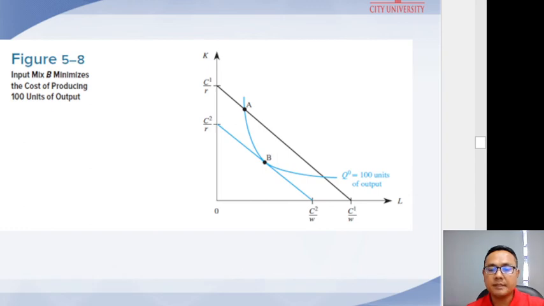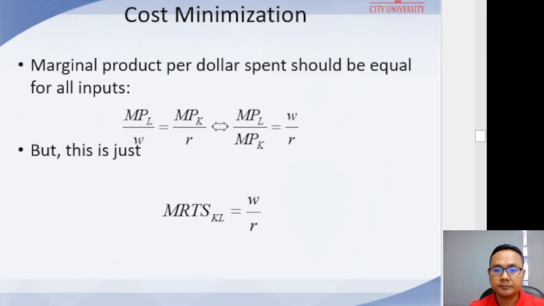So at the cost-minimizing input mix, the slope of the isoquant is equal to the slope of the isocost line. Recalling that the absolute value of the slope of the isoquant reflects the marginal rate of technical substitution, and that the slope of the isocost line is given by W divided by R, we see that at the cost-minimizing input mix, MRTS_KL equals W divided by R.